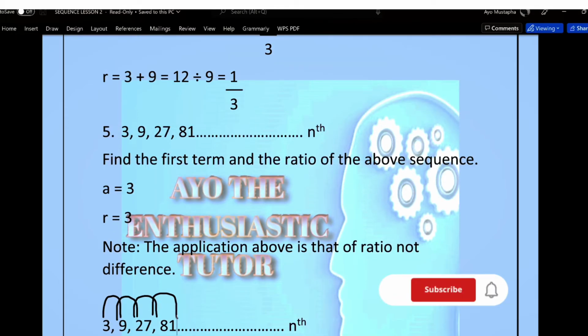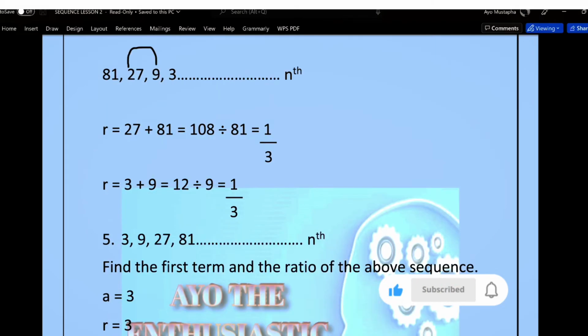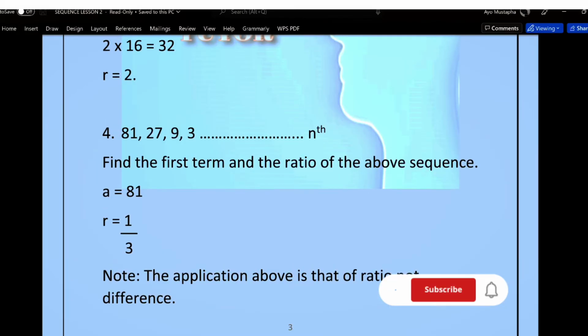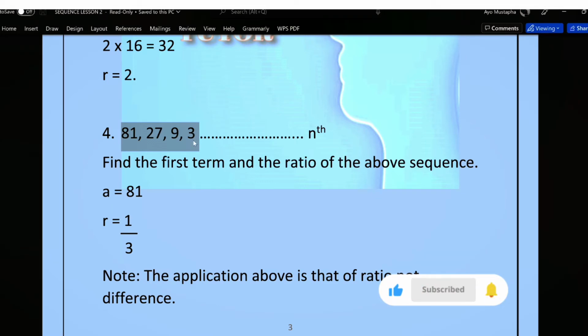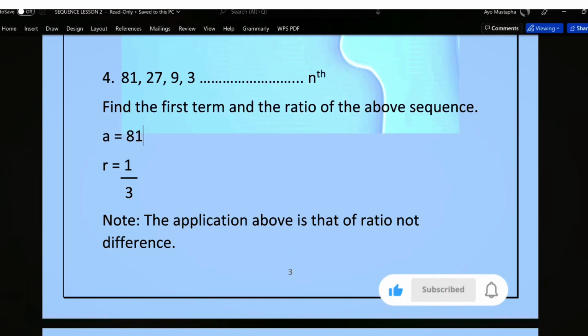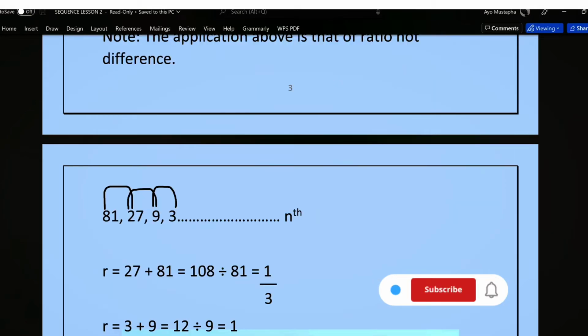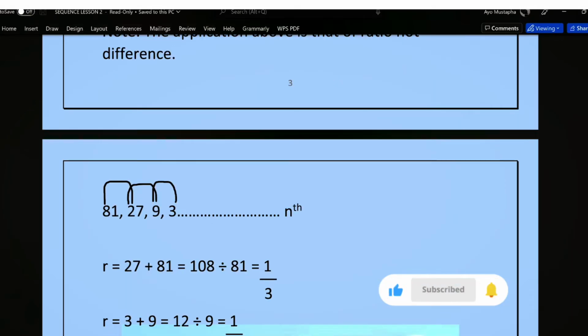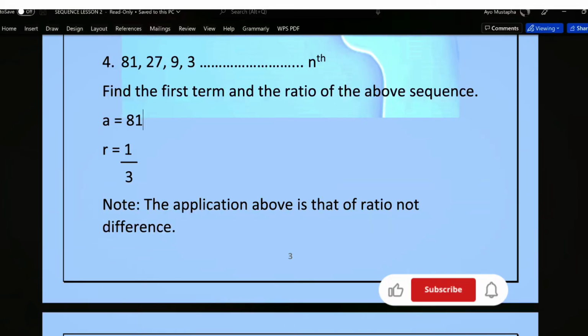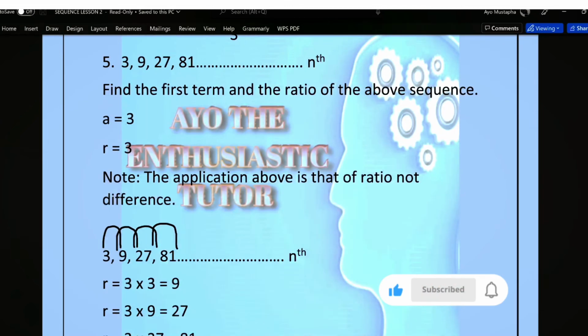Unlike what we have here, we have 3. This here is descending. When it's descending, what we apply is what we have done here. We bring this backward, then we bring this forward, then we do the addition, then we divide. I hope that is understood.